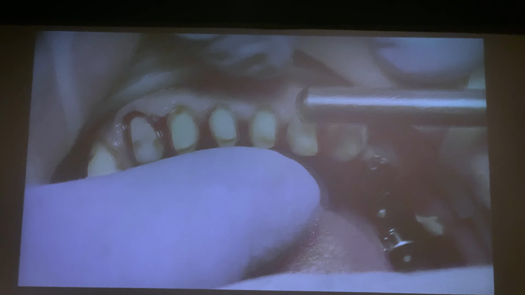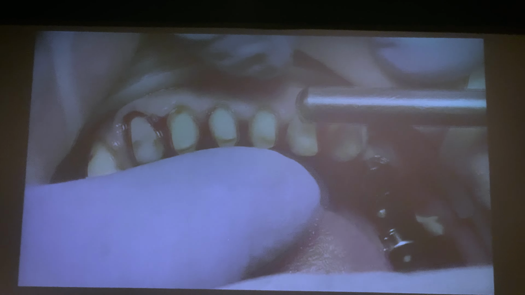to capture the final bite and maintain vertical dimension. This is the final scan. And the same mock-up used as a temporary. I use Teflon tape on papillae just to give more hygienic temporizations.